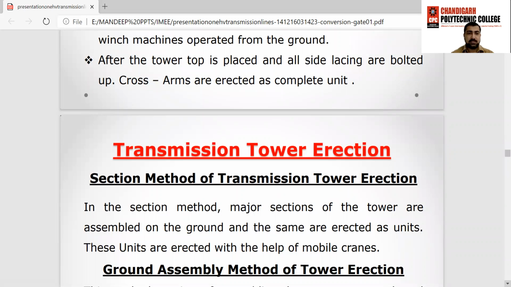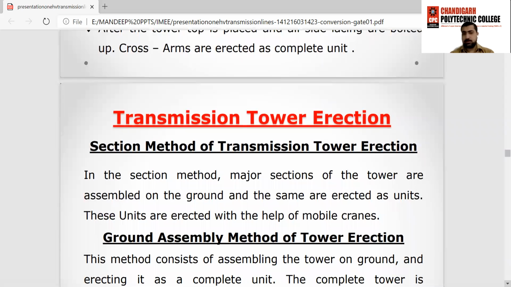The next method is the section method of transmission tower erection. In the section method, major sections of the tower are assembled on the ground and the same are erected as units. These units are erected with the help of mobile cranes.